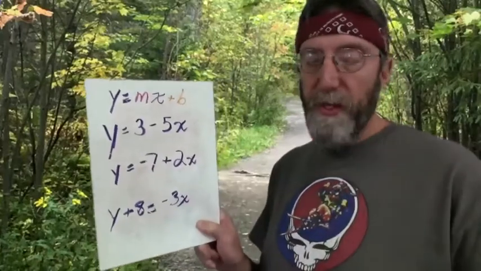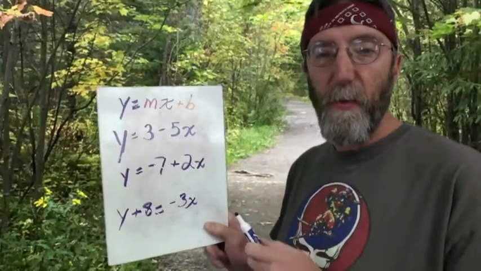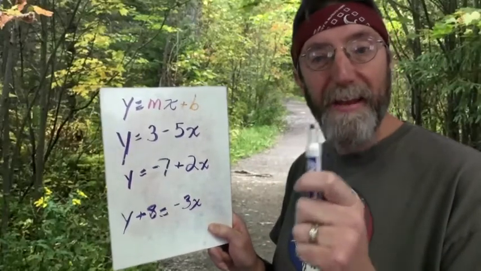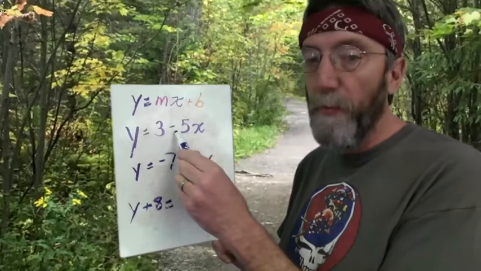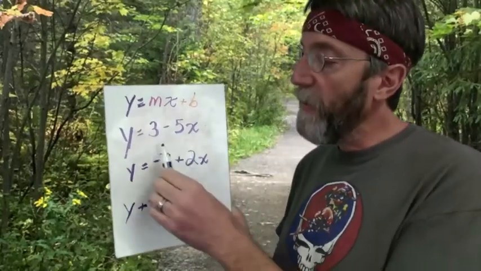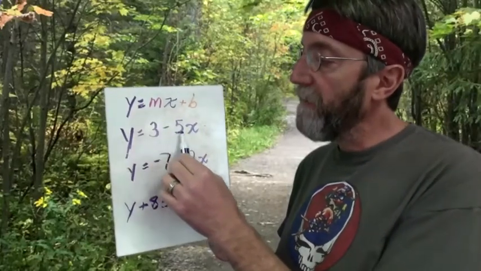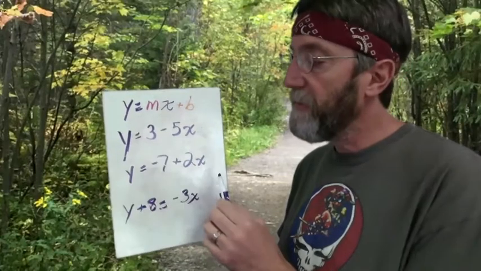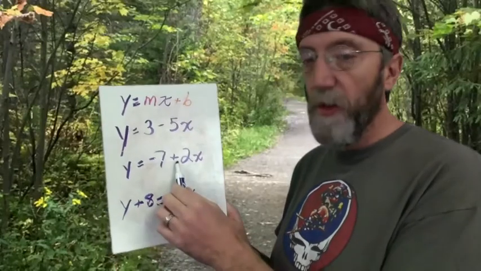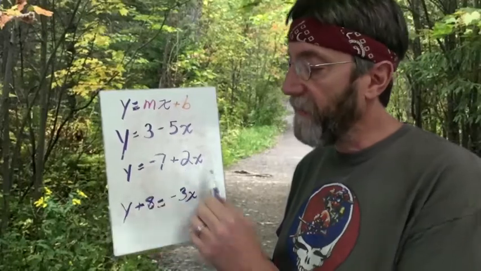Now in this equation here, where you have y equals 3 minus 5x, think about what the slope would be. The slope is the number that's multiplied by the x. Your slope is -5. What number is being added to it? A +3. So your slope is -5. Your y-intercept is 3. What about this one here? Your slope is -2. Your y-intercept is -7.